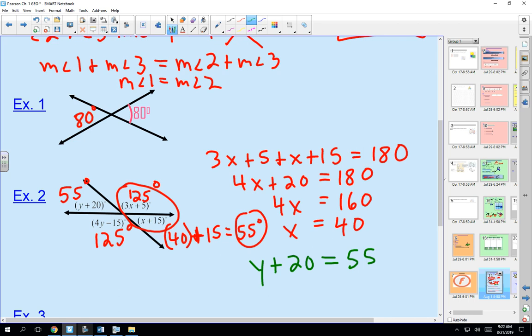Yeah, I could have. I could have set 4y minus 15 equal to 125. Or I could have taken these two expressions with y in it and added them up, set them equal to 180. There's lots of different ways to get y. But if I know that this y plus 20 angle equals 55, that's probably the easiest way to do this. Subtract 20 from 55, I get y equals 35. And I've got my x, I've got my y, I've got all four angles, and I'm set.